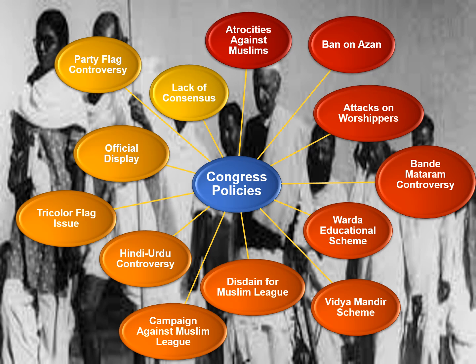Now, if we talk about the Congress policies, there were atrocities against the Muslims. The Congress rule was deeply resented due to various atrocities committed against Muslims, including difficulties in practicing their religion openly and freely. There was a ban on azan. In some areas, the Muslims' call to prayer, the azan, was banned, and pigs, considered unclean and haram for Muslims, were pushed into mosques. There were organized attacks on Muslim worshippers, and noisy processions and loud music near mosques during prayers and azans were very common, and they disturbed religious events or functions.